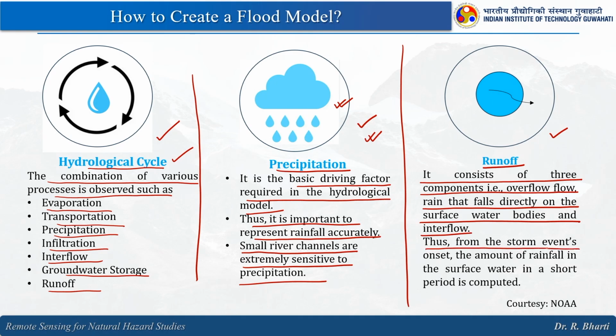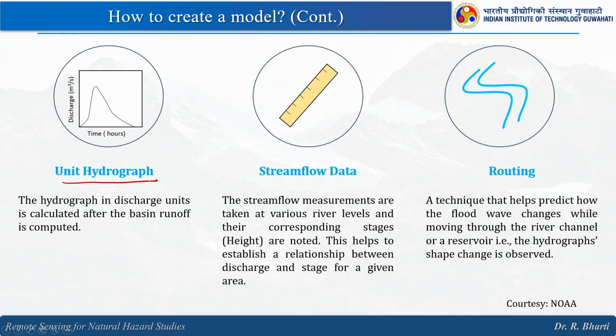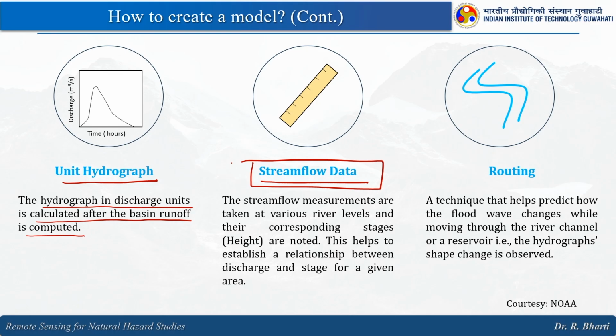Thus, from the storm event's onset, the amount of rainfall in the surface water in a short period is computed, right. Then we have the unit hydrograph. We have learned this in the previous lecture: what a hydrograph is and how it is used to define the characteristic of a particular precipitation or a particular catchment area, how it is behaving with respect to a precipitation, right. So the hydrograph in discharge unit is calculated after the basin runoff is computed. So this stream flow discharge will be measured in the river.